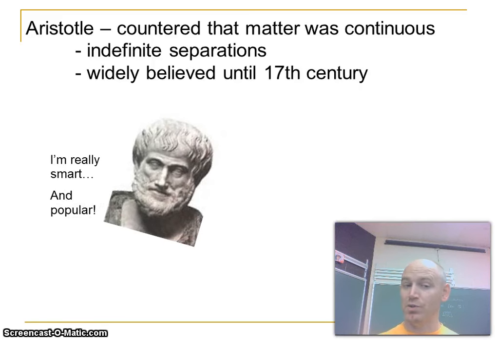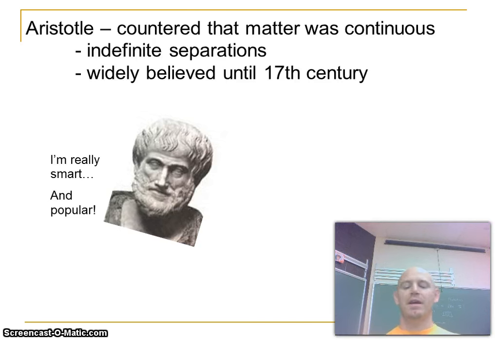And unfortunately, soon after Democritus, there was Aristotle. And I say unfortunately, but I don't really mean, unfortunately Aristotle was born, because Aristotle was a great thinker, great philosopher. And Aristotle kind of countered with this idea that matter was continuous. He did not buy into Democritus's idea. And so because Aristotle was a little more well-known, a little more popular, about 2,000 years go by with people believing that matter was continuously divisible.